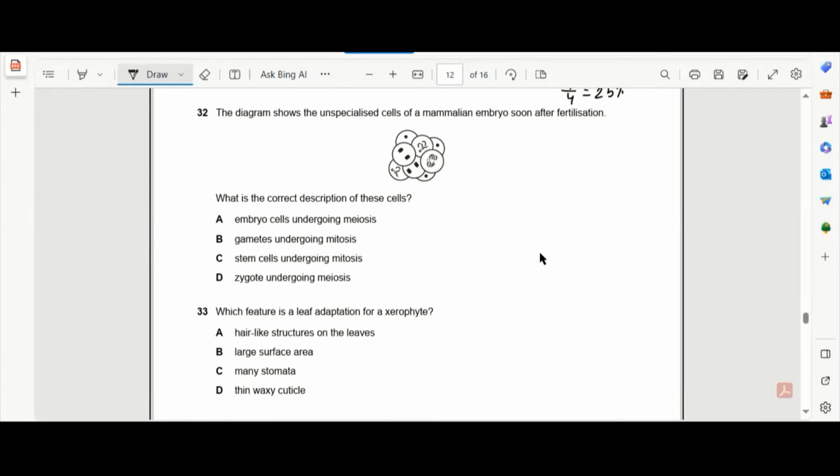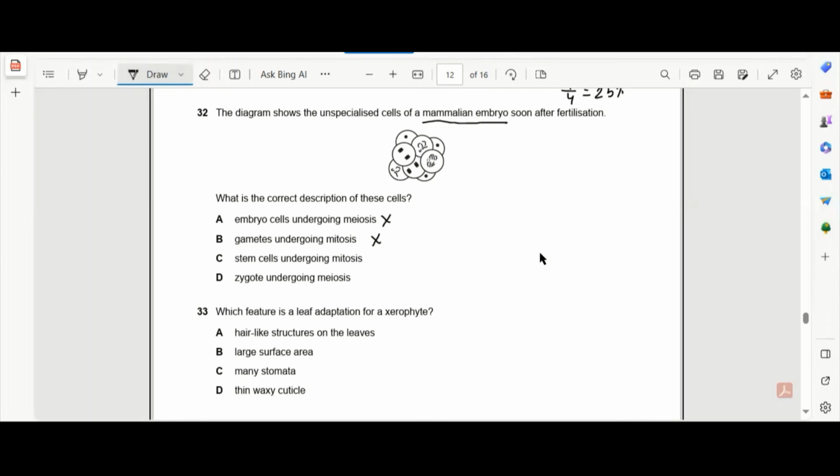32. The diagram shows the unspecialized cells of a mammalian embryo soon after fertilization. What is the correct description of these cells? Embryo cells undergoing meiosis. Embryo cells never undergo meiosis. Gametes undergoing mitosis. These are not gametes. These are cells from a mammalian embryo. So no. Gametes are sex cells, and there are no sex cells here.